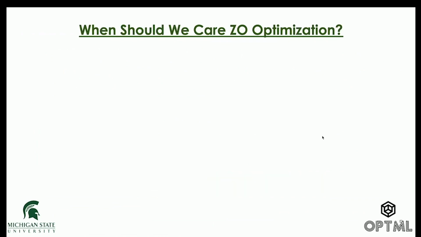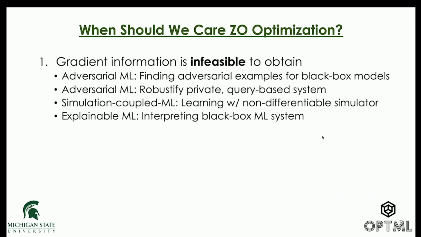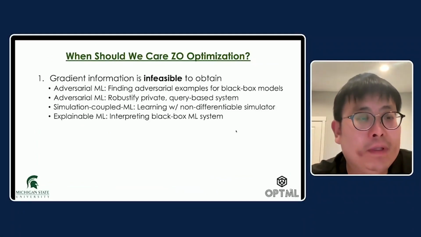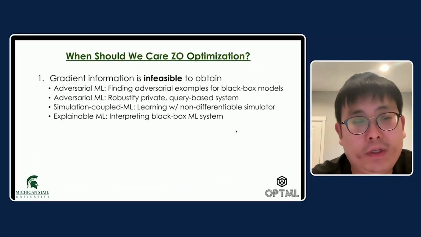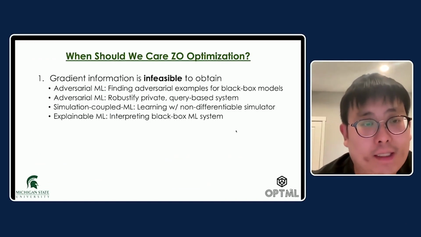So now we should ask the question, why should we care about Zeroth-Order optimization methods? As I said, the original motivation for us in the LLM context is we want to reduce memory. And think about what's the main advantage of Zeroth-Order optimization. One advantage, as I said, is that it can be used for solving black box problems, which means the gradient information is infeasible to obtain. And actually, there are a lot of applications in that scenario, for example in the adversarial machine learning context, in simulation coupled machine learning, and even in the model explanation context.